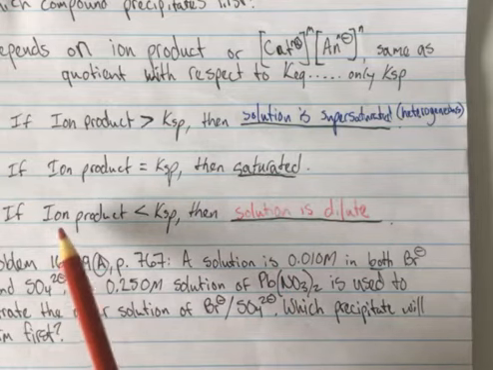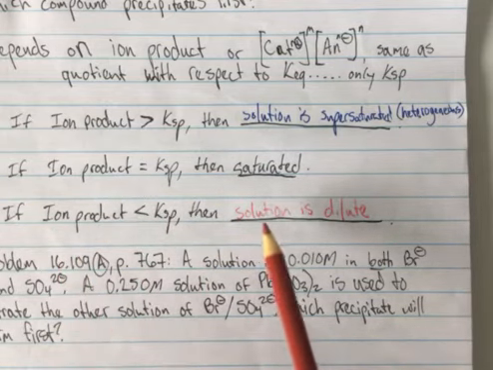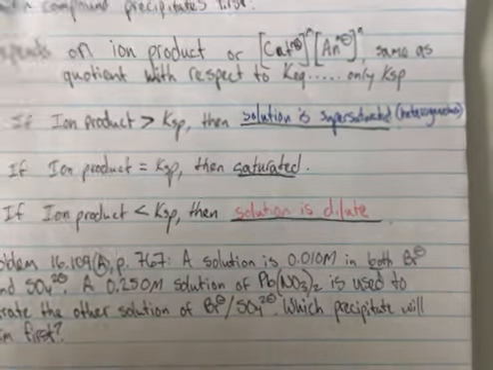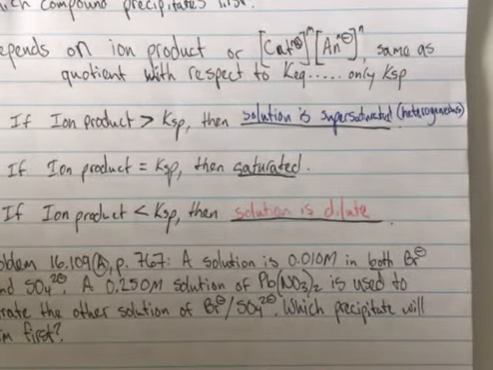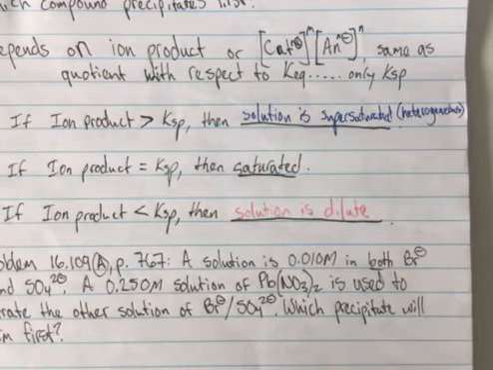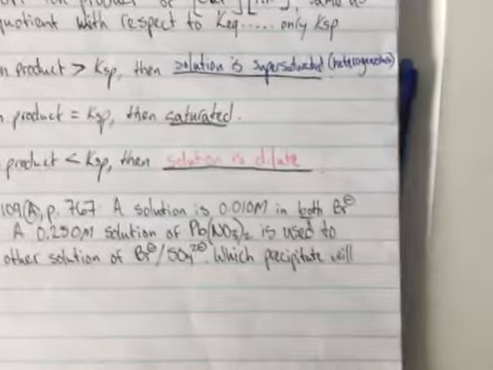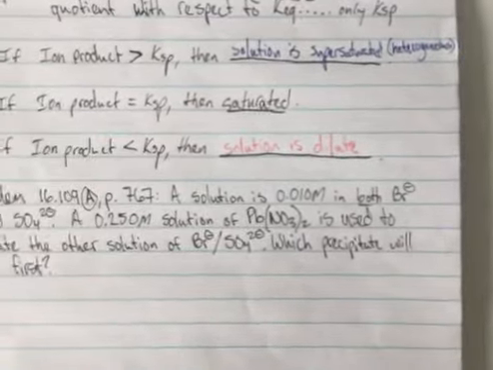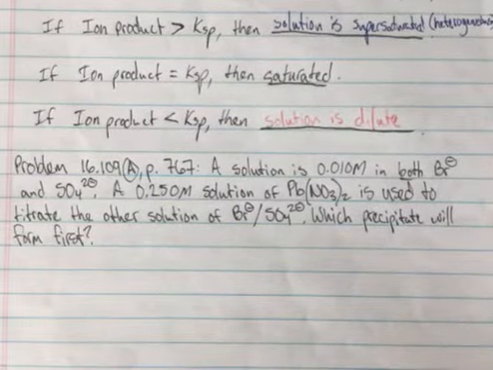So if the ion product is actually less than KSP, then that means that solution is actually dilute. Okay, so that means it hasn't reached that critical mass in where things actually precipitate and bloom out. Okay, so let's look at problem 16.109 on page 767.